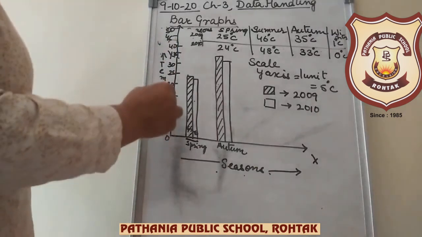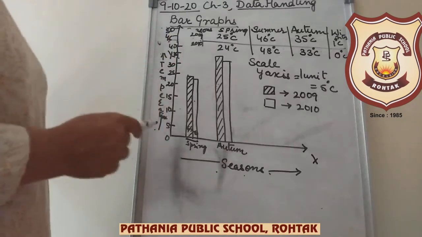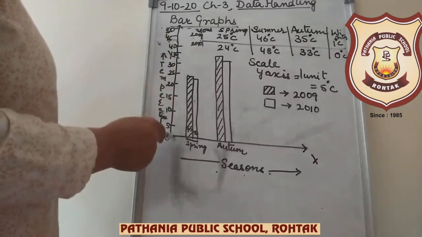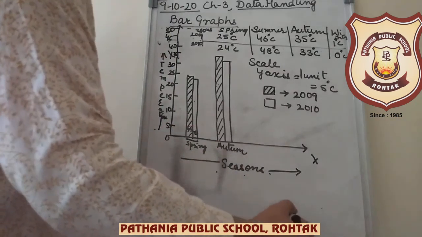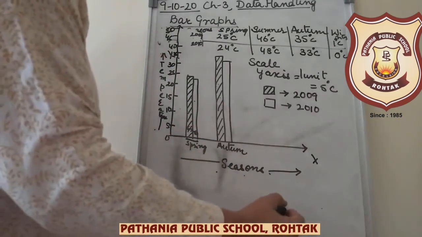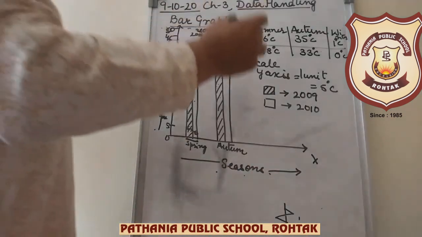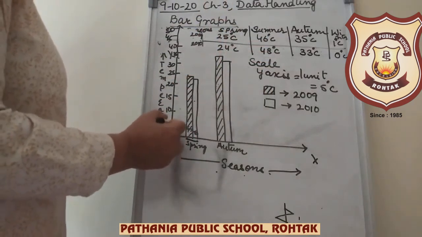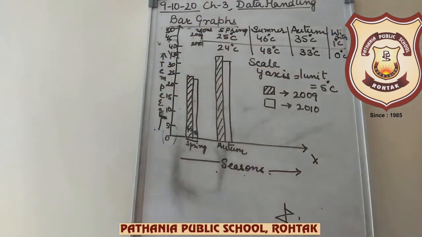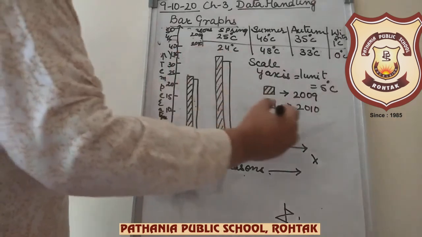The gaps have to be equal. Second thing. And if there are bigger values at the start, because your counting is always going to start from 0, there you can draw a kink. Clear? A kink is only drawn between 0 and the first value. Nowhere else can you draw a kink in the graph. Clear? And this is a double bar graph.